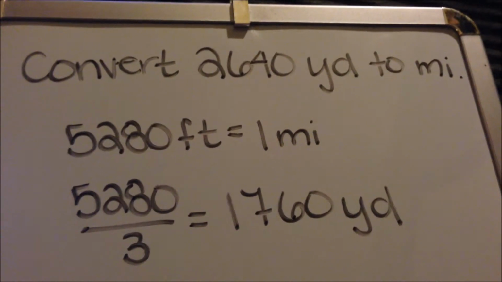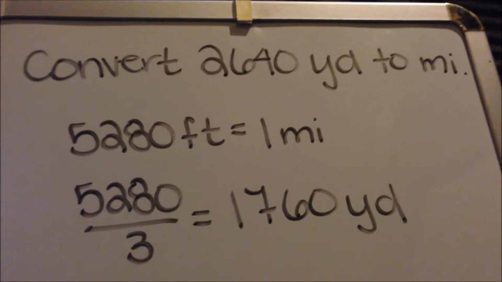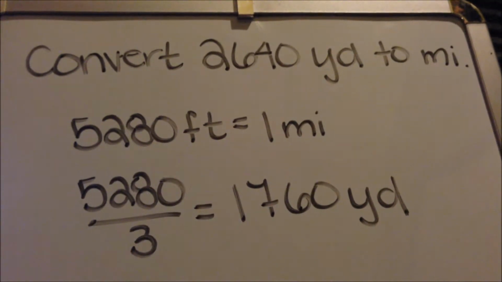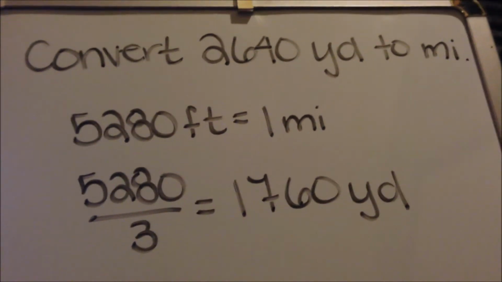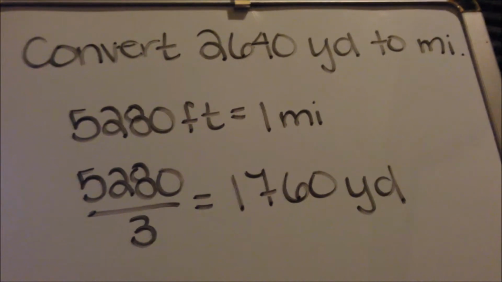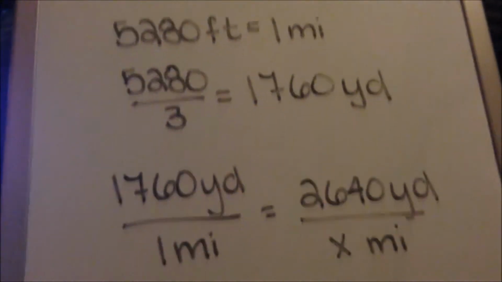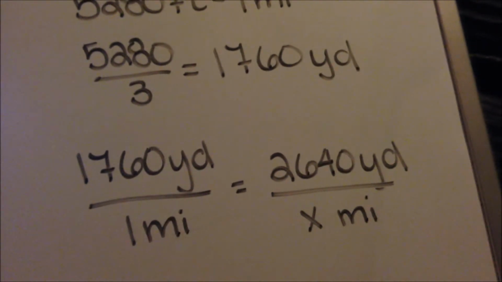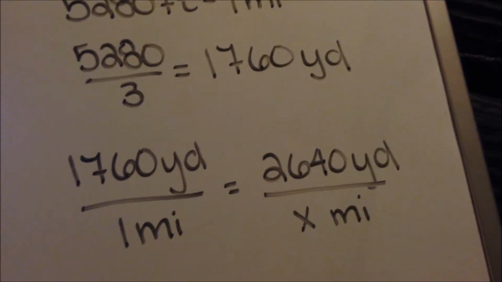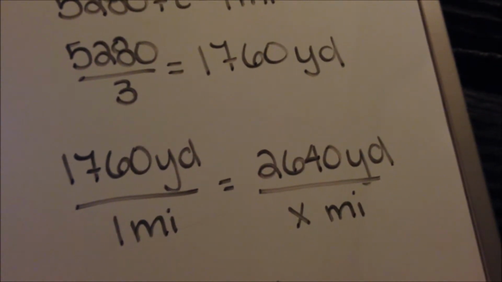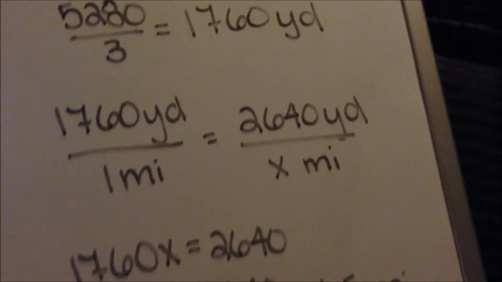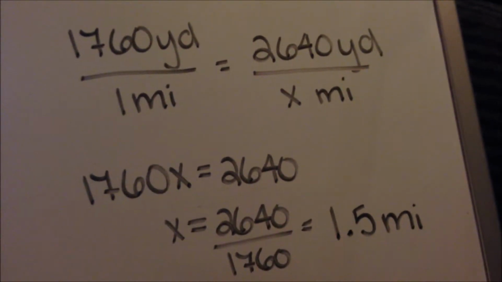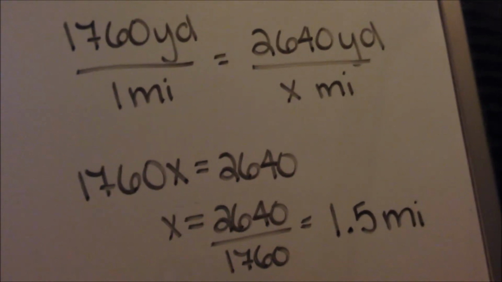Convert 2,640 yards to miles. We know that there are 5,280 feet in 1 mile, and if we divide 5,280 by 3, we end up with 1,760 yards in 1 mile. So we can set it up as 1,760 yards over 1 mile equals 2,640 yards over x miles. Cross multiply and you get 1,760x equals 2,640. Divide both sides by 1,760 and we get x equals 1.5 miles.